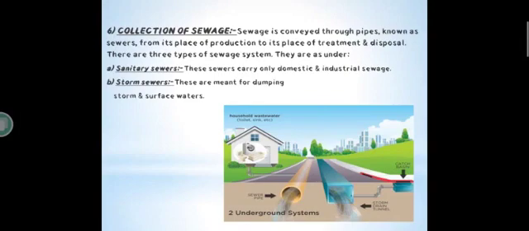Next is collection of sewage. Sewage is conveyed through pipes known as sewers from its place of production to its place of treatment and disposal. There are three types of sewage system. They are as under. First is sanitary sewers. Second is storm sewers. The first one is sanitary sewers. These sewers carry only domestic and industrial sewage, while the storm sewers are meant for dumping storm and surface water that may be the result of heavy floods and heavy rains, as you can see in the following diagram.